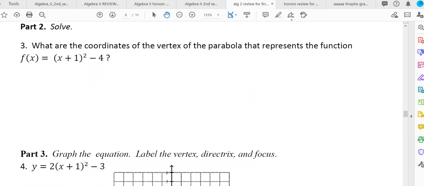So according to the vertex, if you know the formula y = a(x − h)² + k, we did a lot of this this year, right and left, up and down. So this one's going to the left 1 and down 4. So what is the vertex? That would be (−1, −4), h and k.